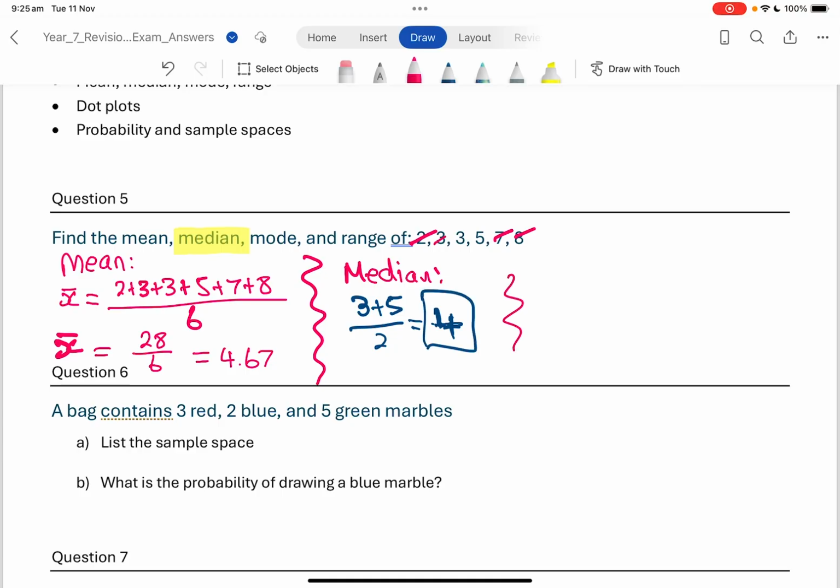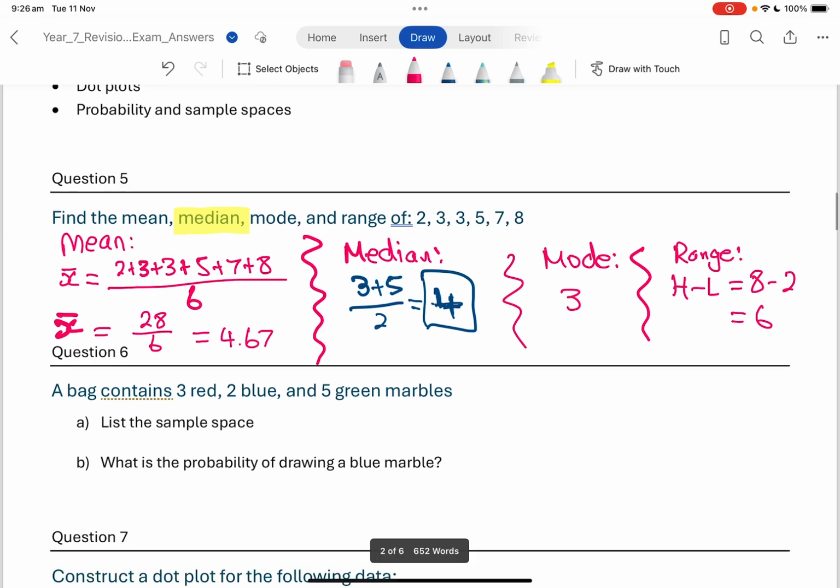All right, next up, we've got the mode, which is the most common number. You guys should be able to see that 3 is the only one that occurs twice. So my mode is going to be 3. And then we've got the range, which is going to be the highest number minus the lowest, which is going to be 8 minus 2, which is going to be 6. All right, all done.